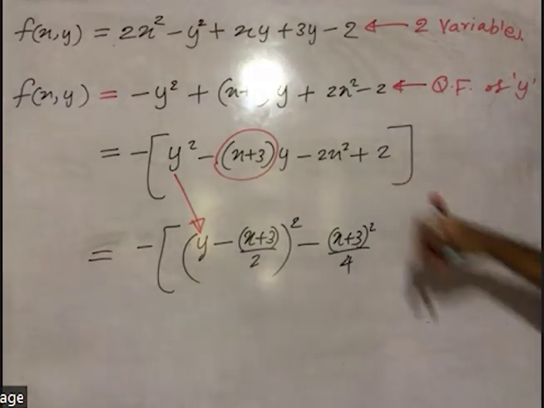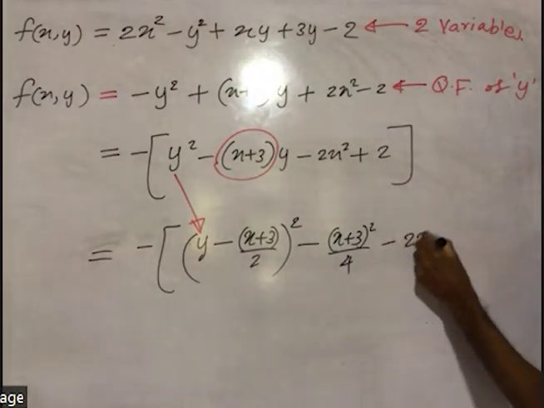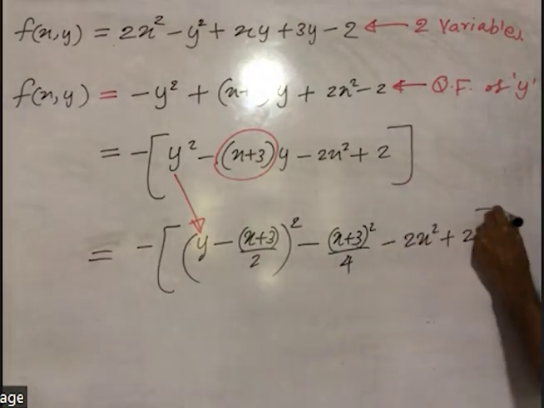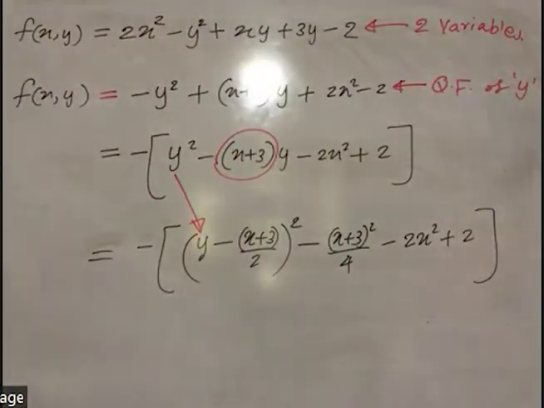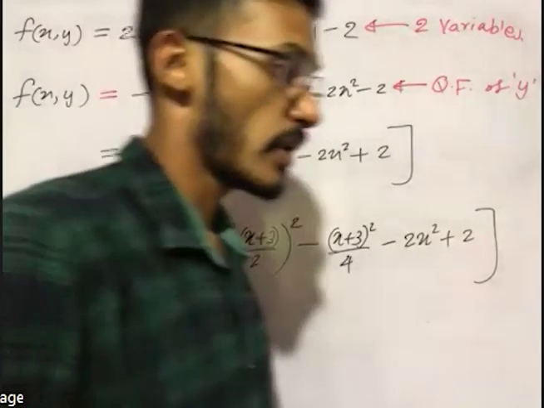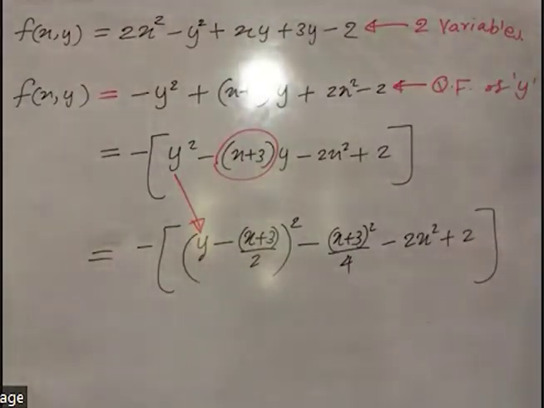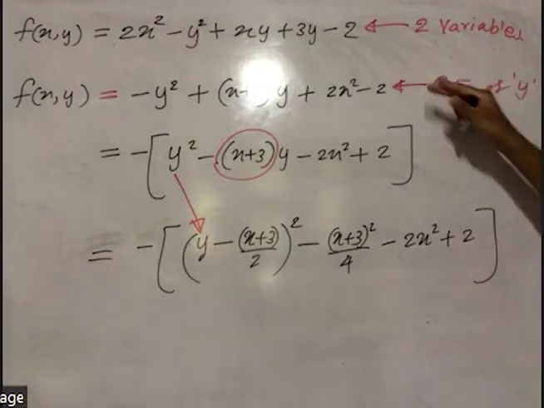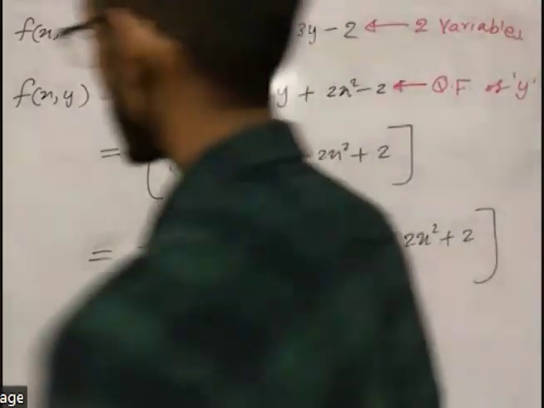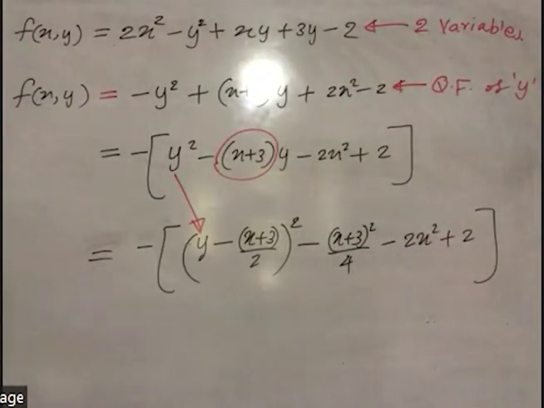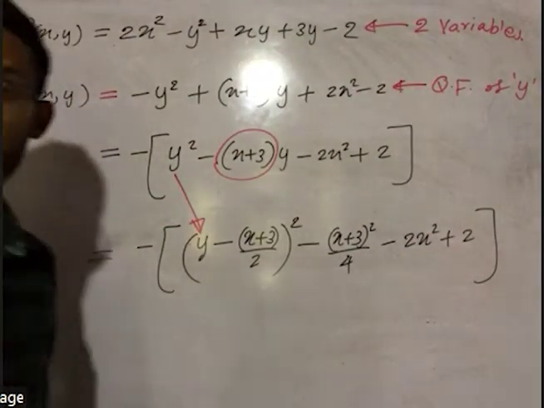Then the remaining parts are −2x² + 2. Now we have done the completing square step. Now we have to simplify this. Then we can separate this into two factors. So it's a simple problem. You just have to imagine this as a quadratic function of y, or as a quadratic function of x. But in reality, you have both variables.